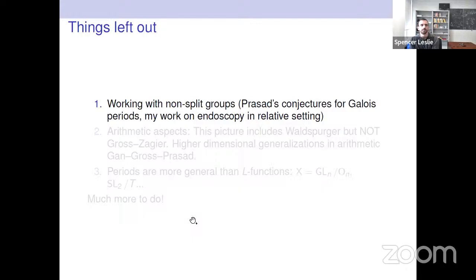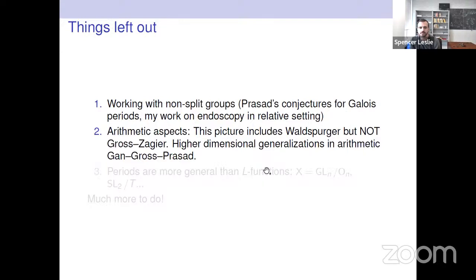Okay, so things that have been left out of this discussion about the relative Langlands program: I've made a few comments about working with non-split groups, but there's a lot that's still not understood. I think the best example where something very precise has been stated is Prasad's conjectures on the local distinction for Galois periods, and similar things in the global setting come up in my work on developing theories of endoscopy and stabilization of relative trace formulas in this setting. But the general picture is not fully understood.